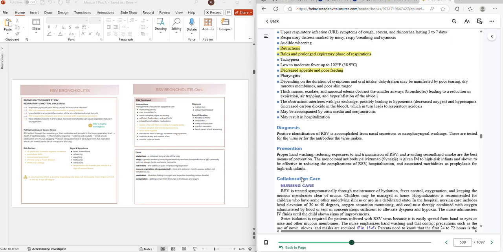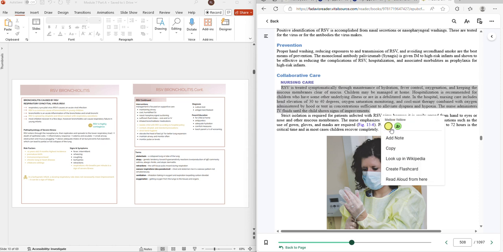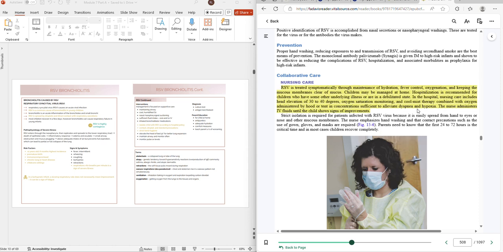And then some diagnosis. Of course, we swab to test for the virus, and then nursing care. Obviously, we've got to keep them well hydrated, well oxygenated. Wink and Lollipop, make sure you understand that. Hospitalization is recommended, especially if they have another debilitating illness or a chronic issue. Okay, so we're watching all of this.